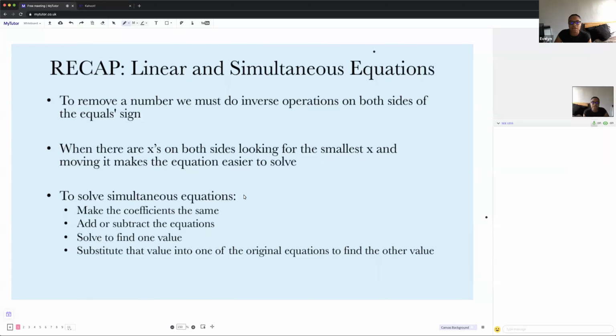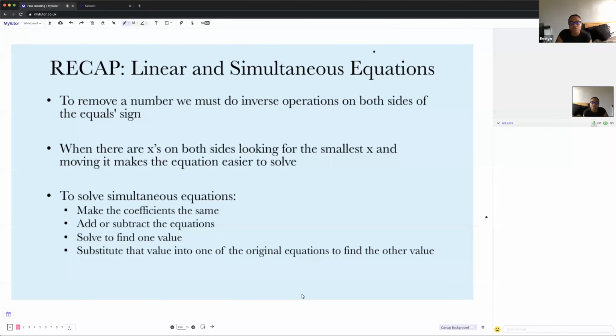So let's start with the recap. Yesterday we had a look at linear and simultaneous equations. To solve a linear equation, we need to remove numbers and letters. To remove a number or a letter, we need to do the inverse operation, and we have to make sure that we're doing the inverse operation on both sides. When there is an x on both sides, remember we said if we look for the smallest x and move that one, it'll make the equation easier to solve because we'll get rid of the negative numbers that make equations a little bit more tricky.